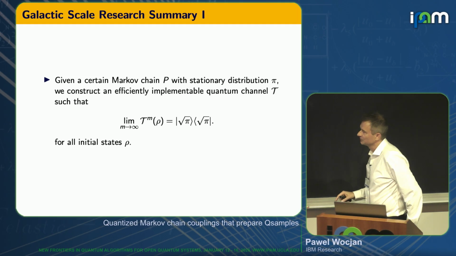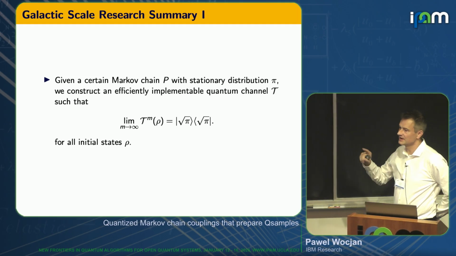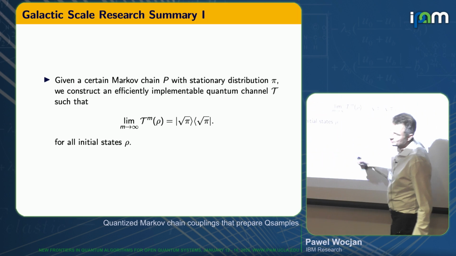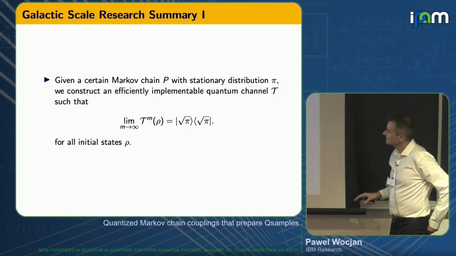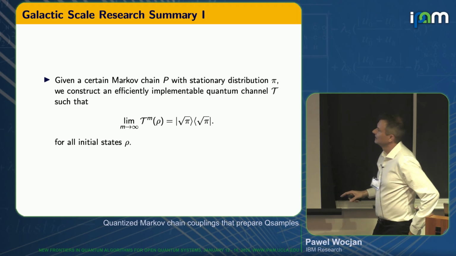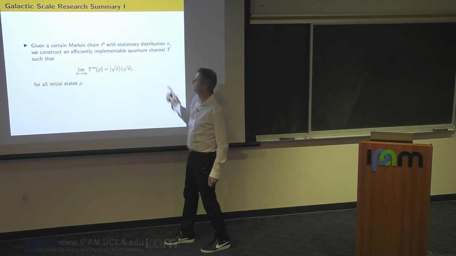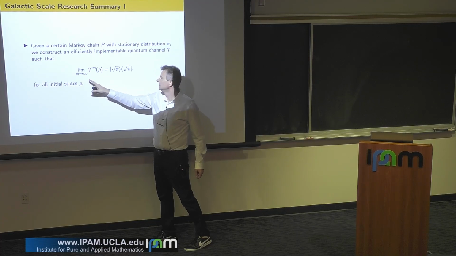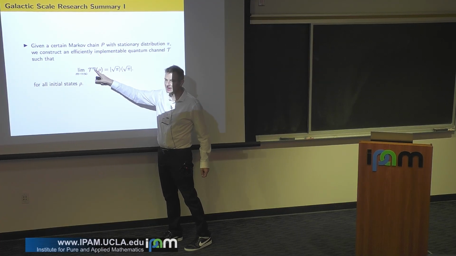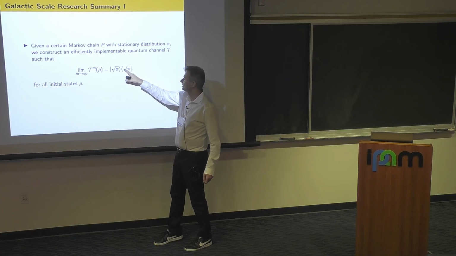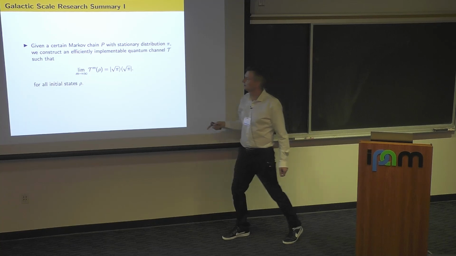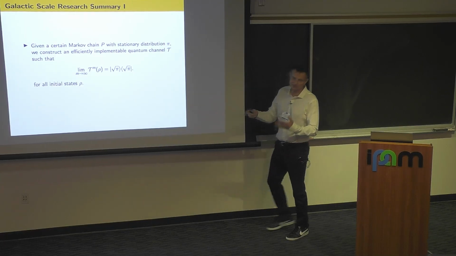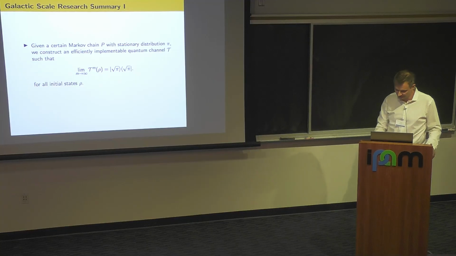Okay, and so to summarize what we did at this very, very high level: given a certain Markov chain, what certain means we're going to see later, given a certain Markov chain P with stationary distribution pi, we can construct an efficiently implementable quantum channel T such that when you start in any initial state, and then you apply this quantum channel m times, as m goes to infinity, it's going to have a fixed point, which is a pure state that is a Qsample of a stationary distribution pi of the Markov chain that we're considering.